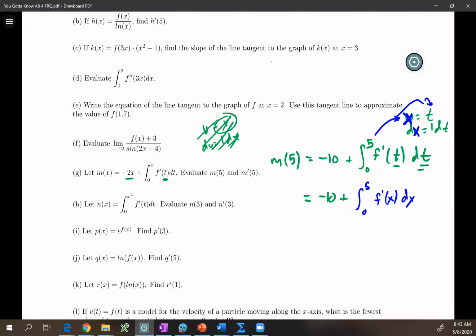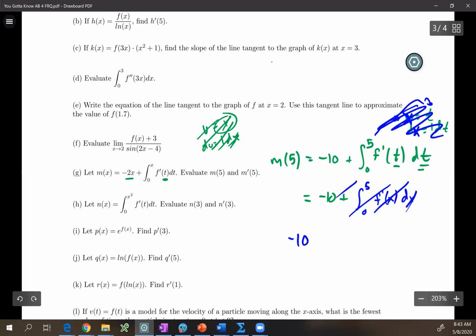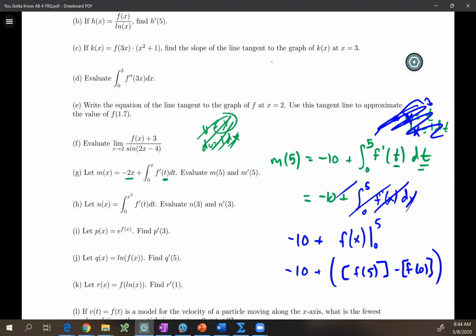Now, do you have to do any of that? Absolutely not. You can just know that it's okay here. We have negative 10 plus, right? And then this guy becomes f of x when we do the integral from 0 to 5. So that becomes negative 10 plus f of 5, you get that value from your table, minus f of 0, you get that value from your table. And it's okay that the variables were t, because we can just understand that they're interchangeable.